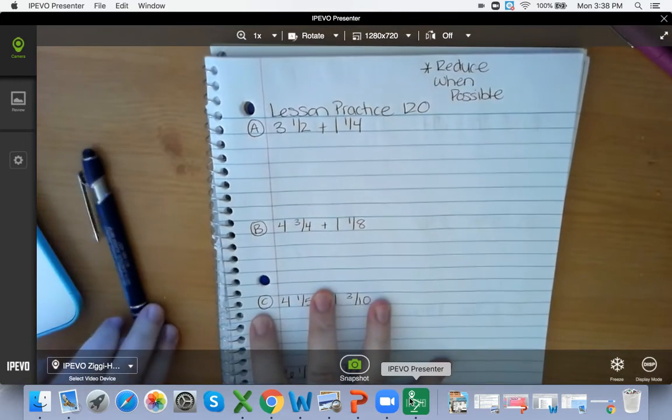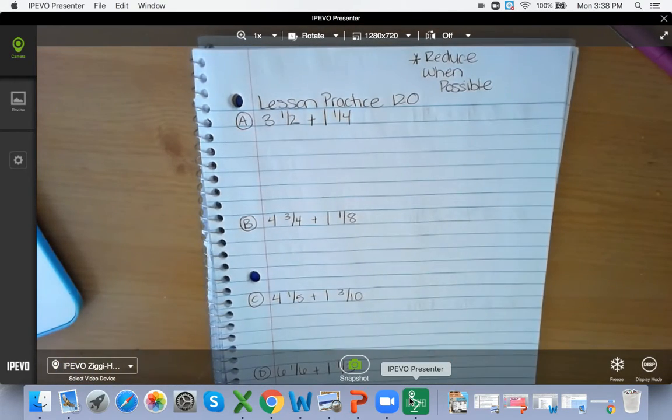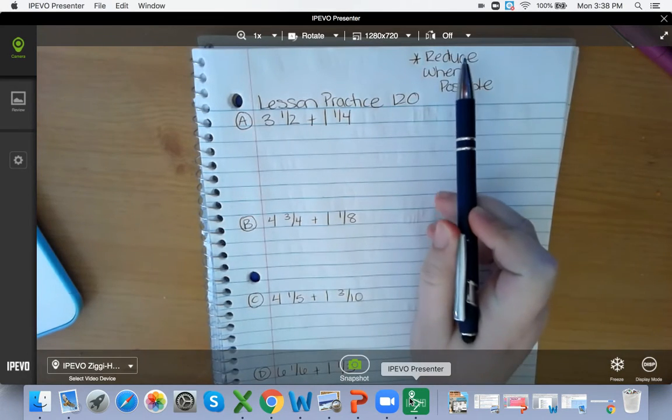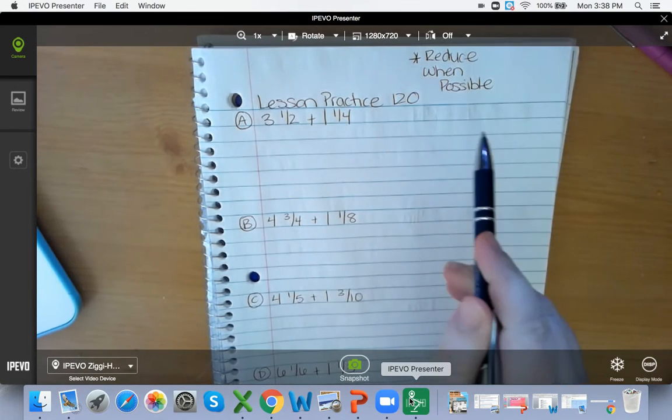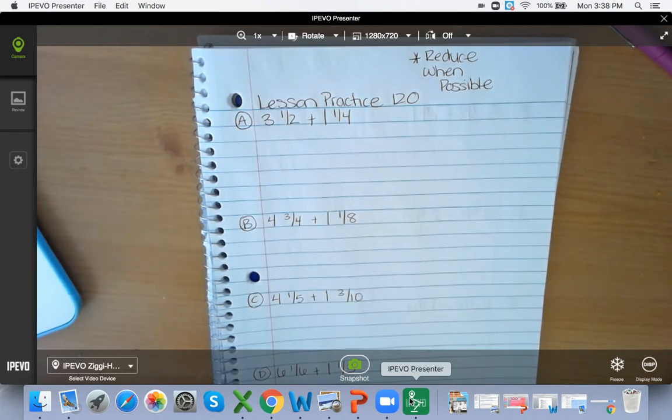Hey everybody, I am here to talk about lesson practice 120. I had to remind myself for the directions we do have to reduce when possible. I know in lesson 119 it told us that we could if we needed to, but if it is possible to reduce, always do it.